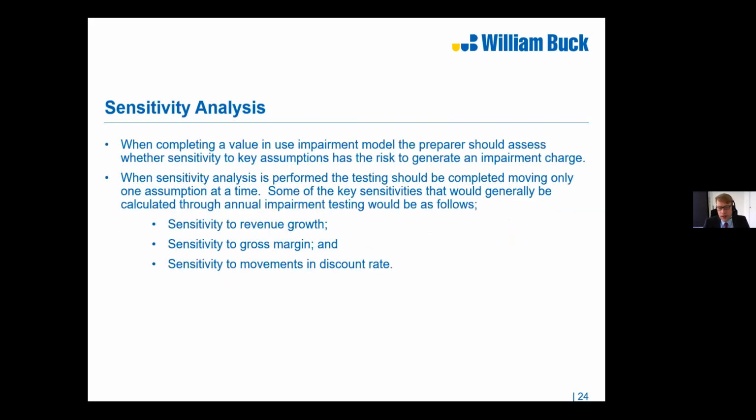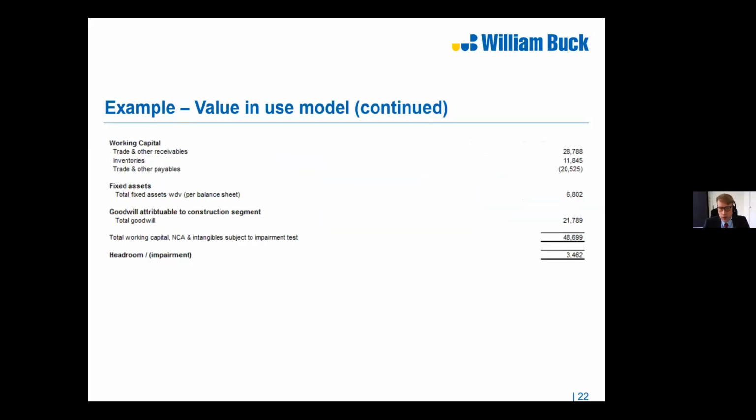So sensitivity analysis is also important for the value in use model. When completing a value in use model, we should assess sensitivity. So when we do look at the impairment models, the key areas which are the most sensitive are revenue growth, gross margin, and movements in the discount rate or WACC. So we look at these in isolation though. So say, for example, we went back to our example.